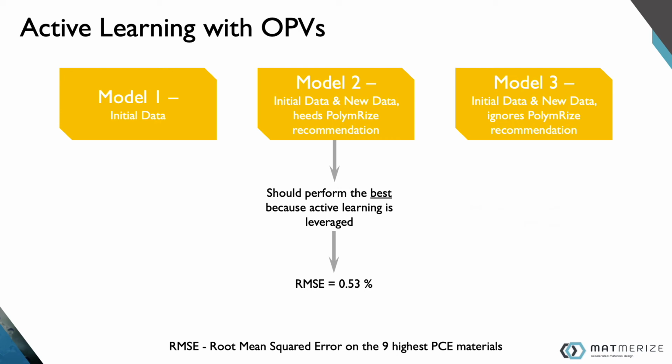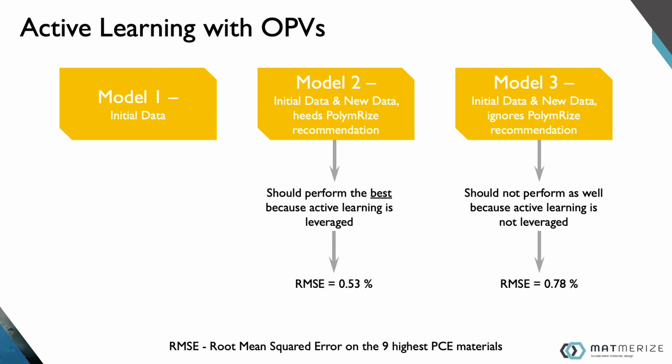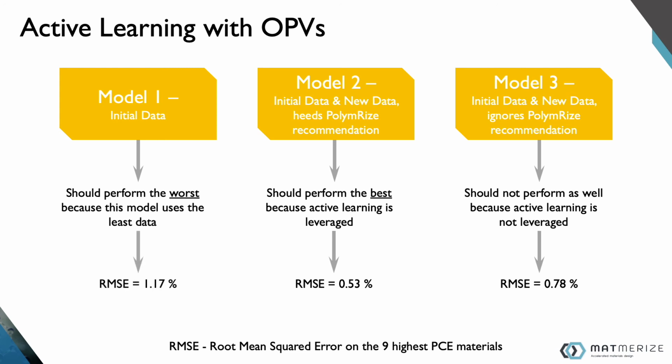This model was trained on the initial 86 data points, plus 10 more points that PolymRize did not recommend. This model should not perform as well as Model 2 because it disregards active learning. And indeed, we find that this is true. The error here is 0.78%. Finally, let's consider Model 1. This model should perform the worst of all models because it has seen less data than Model 2 and Model 3. Again, this intuition is confirmed. The RMSE here is 1.17%.